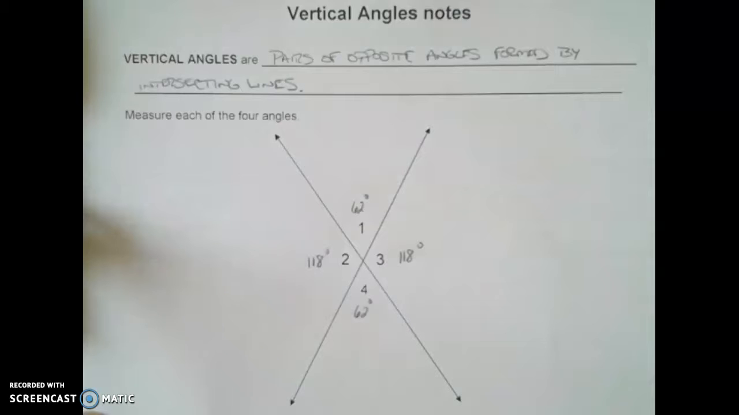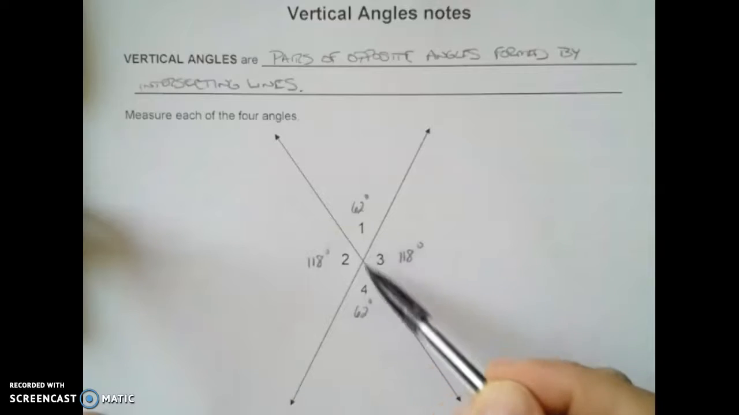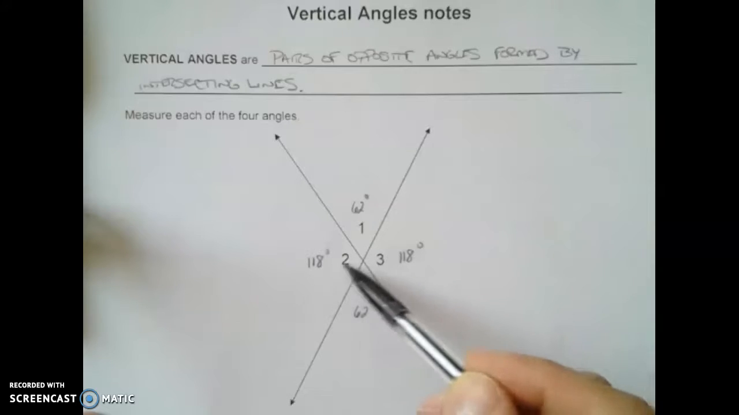And in the picture underneath, we can see our two intersecting lines, and they form four angles, which I've labeled 1, 2, 3, and 4. And vertical angles are opposite angles, so they're on opposite sides of the point of intersection, like angle 1 and angle 4. They're on opposite sides of the intersecting point. Same thing for angle 2 and angle 3. Angle 2 and angle 3 are vertical angles.